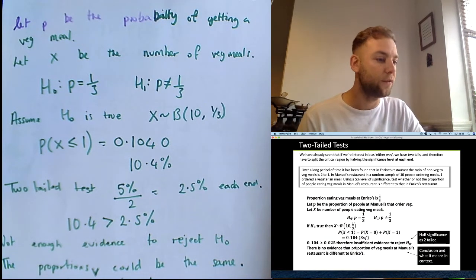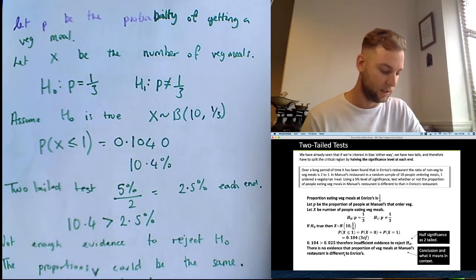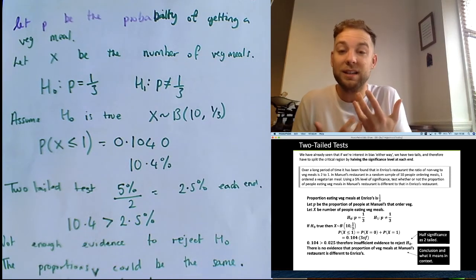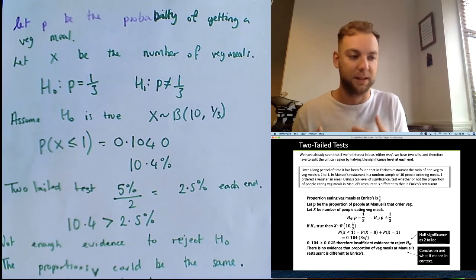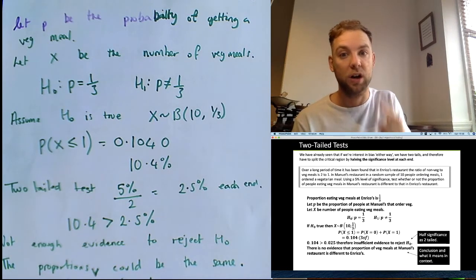So there is not enough evidence that the proportion of veg meals at Manuel's is different to Enrico's. So the proportions in each restaurant could be the same. I've got to say the word "could", because again it's just probability, but there isn't enough evidence to suggest that the proportions are different.